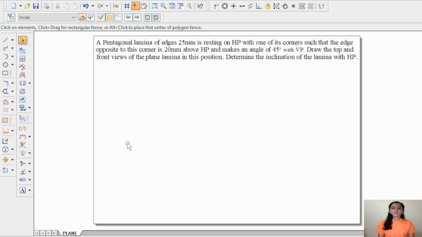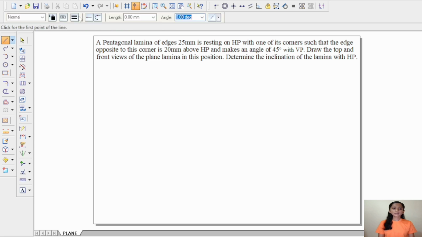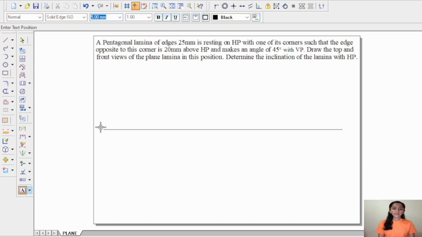To solve this problem, first let's draw an XY line. Select line command and thickness 0.35 mm, and draw an XY line, and using text command, let's name this as X and Y. The plane above the XY line is VP and the plane below the XY line is HP.